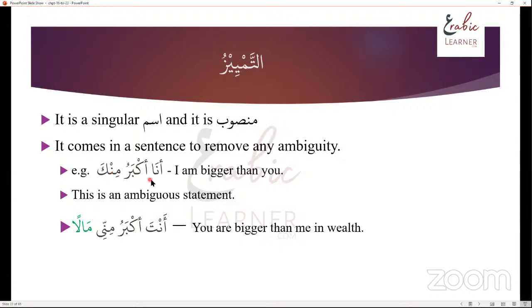Same thing here also, in Ana akbaru minka, something. So that something that removes the ambiguity, which comes in as a singular mansoob, that is called tamyeez. So malan here is tamyeez. Understood or not, brothers and sisters? Malan here is tamyeez. Okay, is it clear? Okay.